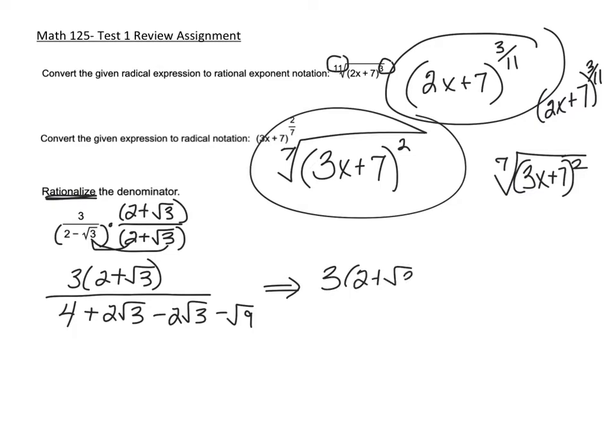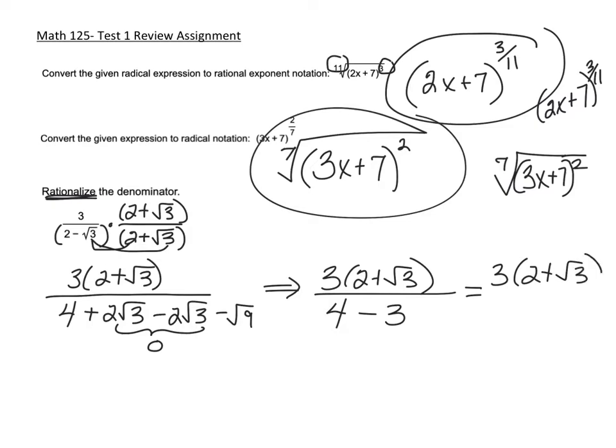Okay, let's recopy this. In the denominator, we have 4. If you notice, those just subtract out to give you 0, which should happen every time if you use the conjugate method that we're using. And then the square root of 9 is 3. And so see what we have? We have no more square root in the denominator. 4 minus 3 is 1.